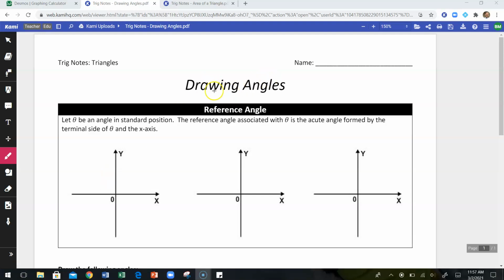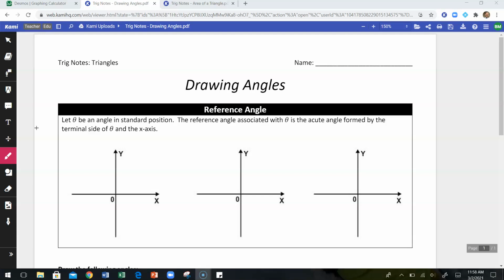In this video we are going to talk about how to draw angles, and to start this off I'm going to talk about what a reference angle is. I know that I've probably mentioned this before, but let's say we have some angle and it's in its standard position, which means think about where it's located on the unit circle, the initial position being the x-axis, and where that angle would end. The reference angle associated with theta is the acute angle formed by the terminal side and the x-axis.